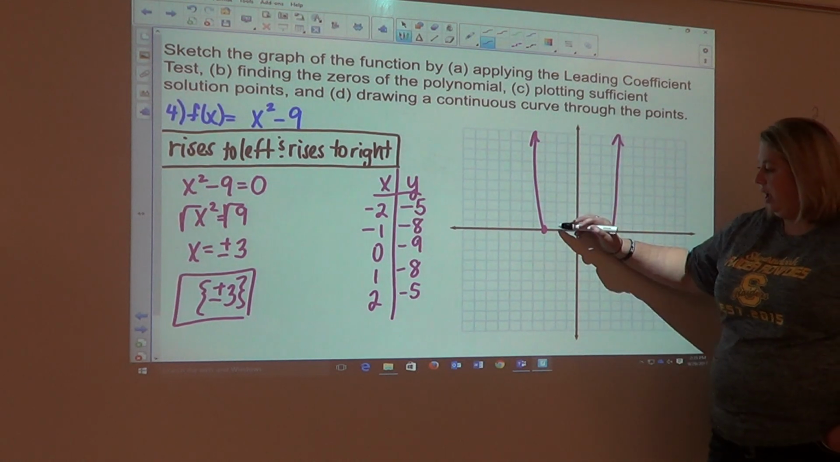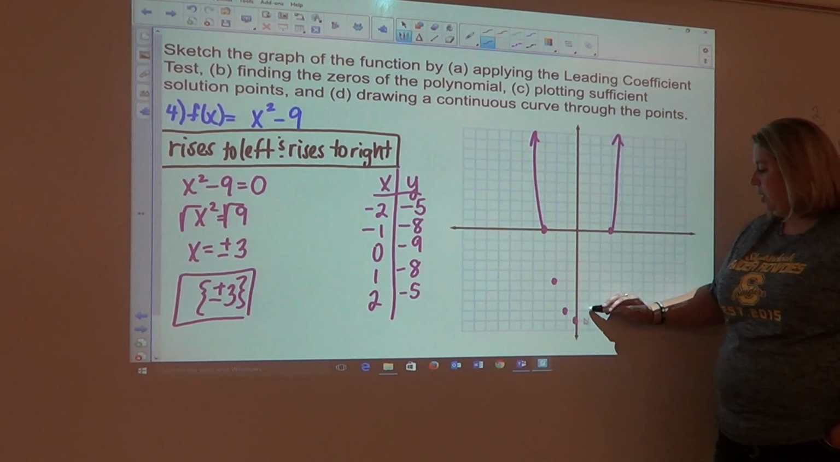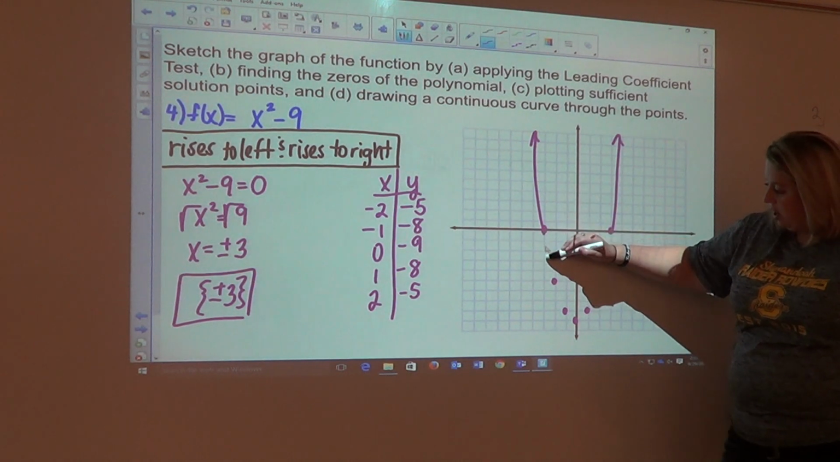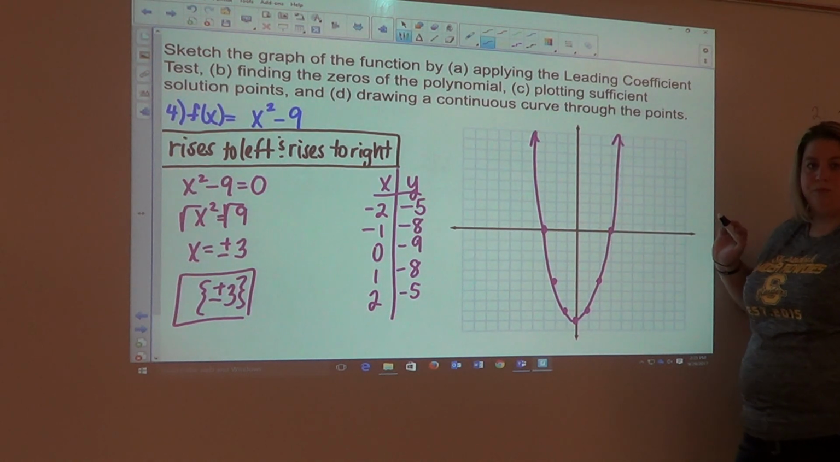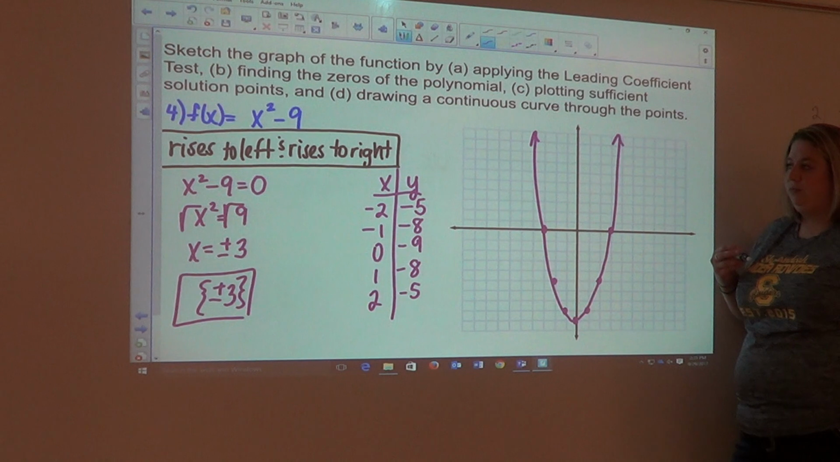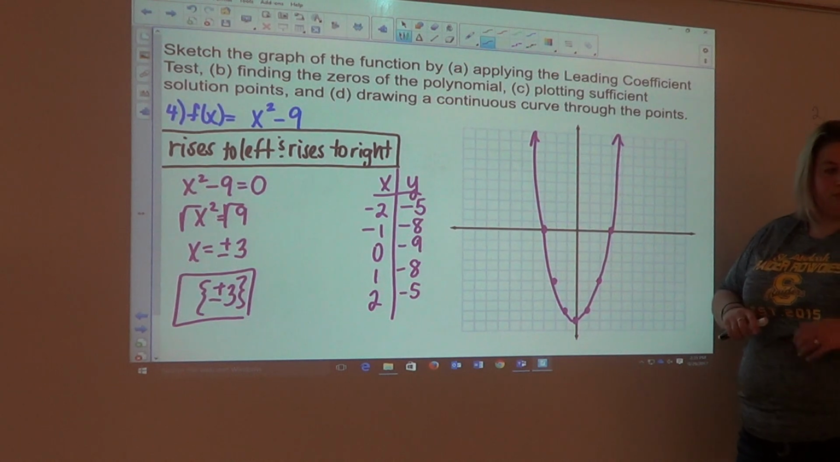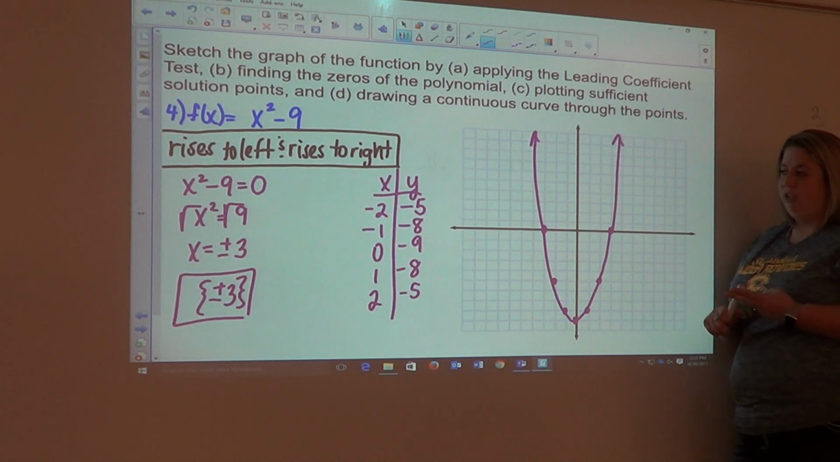Okay, so then you plot all these points, and then you connect the dots. And you always work left to right. So I start at the left, go down through all my points, and then go back up to the right. And you're done. So we did the right and left hand behavior, you find your zeros, and as long as there are zeros, then you graph.